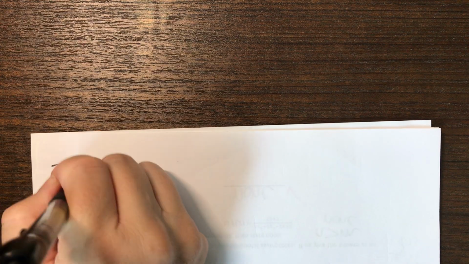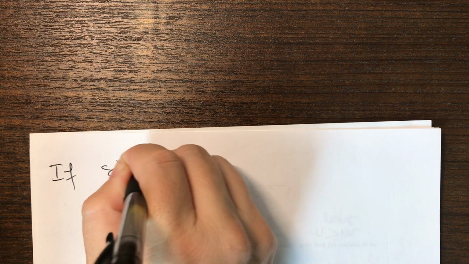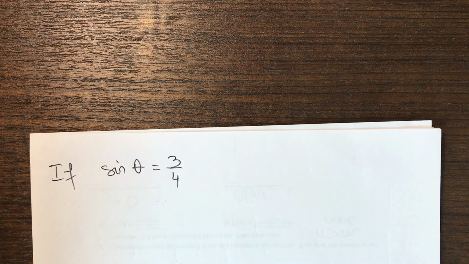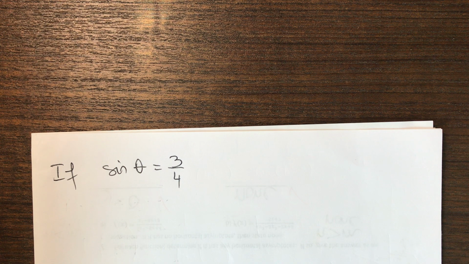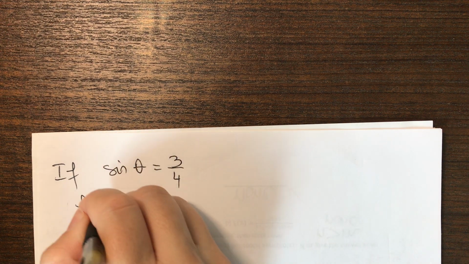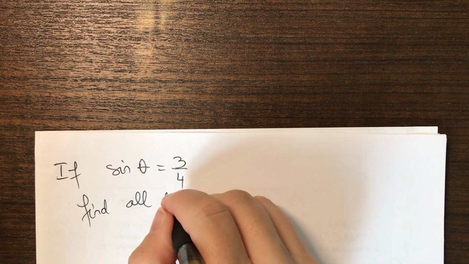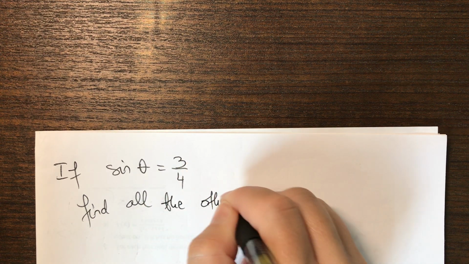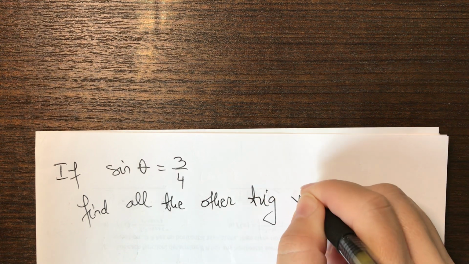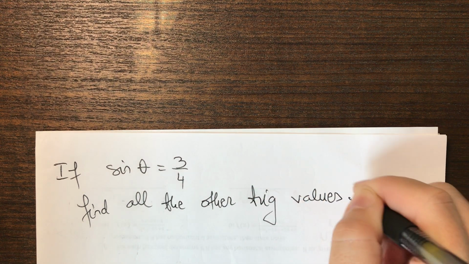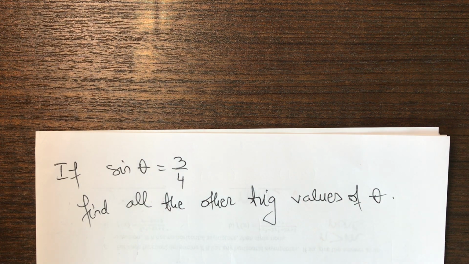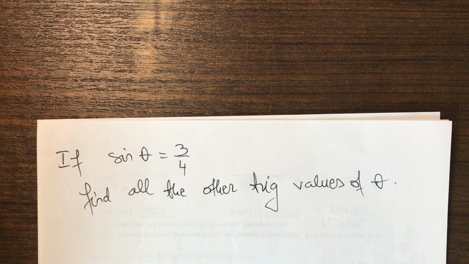Here it is. If we know the sine value of some angle, then we want to find all the other trig values of this angle theta. So in other words, knowing the sine value of some angle is 3/4, can you find me cosine of it, tangent of it, secant of it, cosecant of it, cotangent of it?